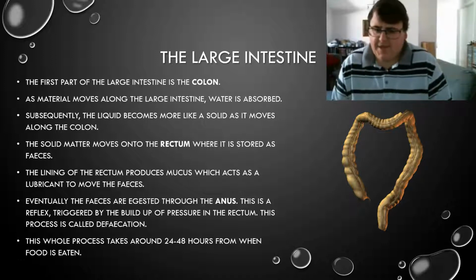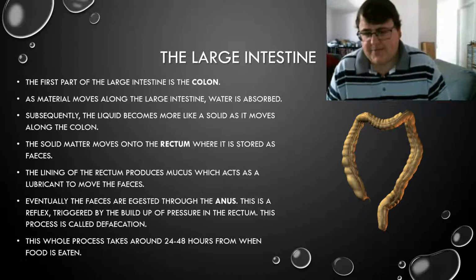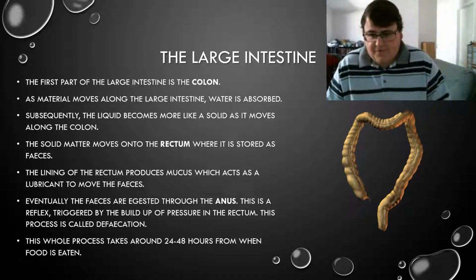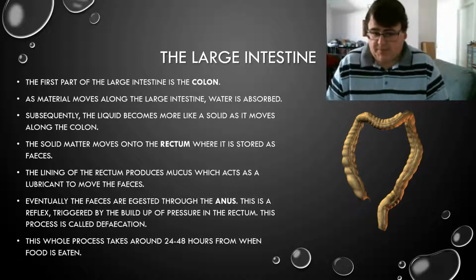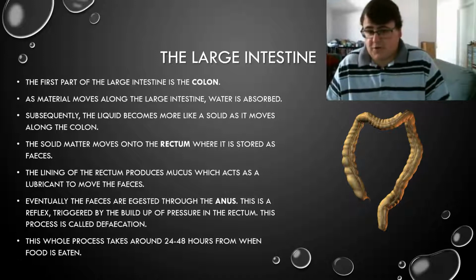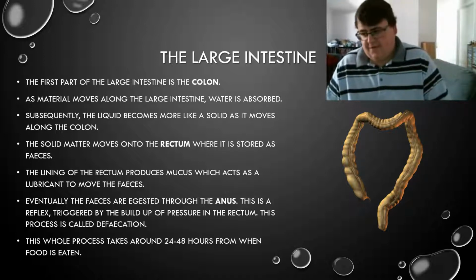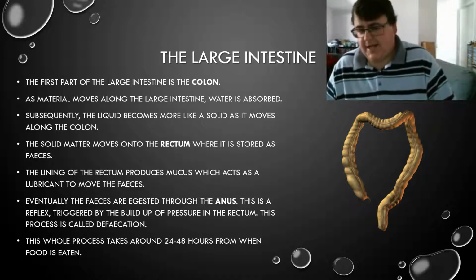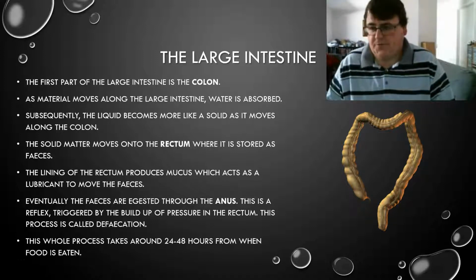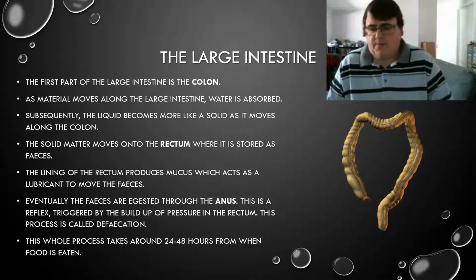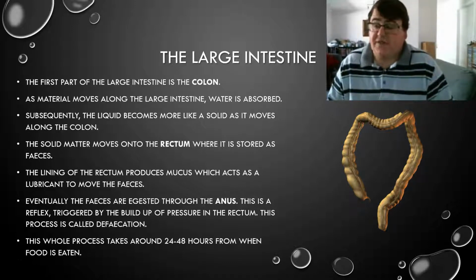Large intestine. So the large intestine is broken up into 3 parts. We've got the colon, the rectum, and the anus. Now, the first part of the large intestine is the colon. So basically, as the material moves along the large intestine, water is going to be absorbed, and therefore, as the water is being pulled out of whatever's left in your large intestine, it's becoming more solid. So we're getting more and more solid as we move along the colon. Eventually, this new solid matter moves into the rectum, where it's going to be stored as feces.